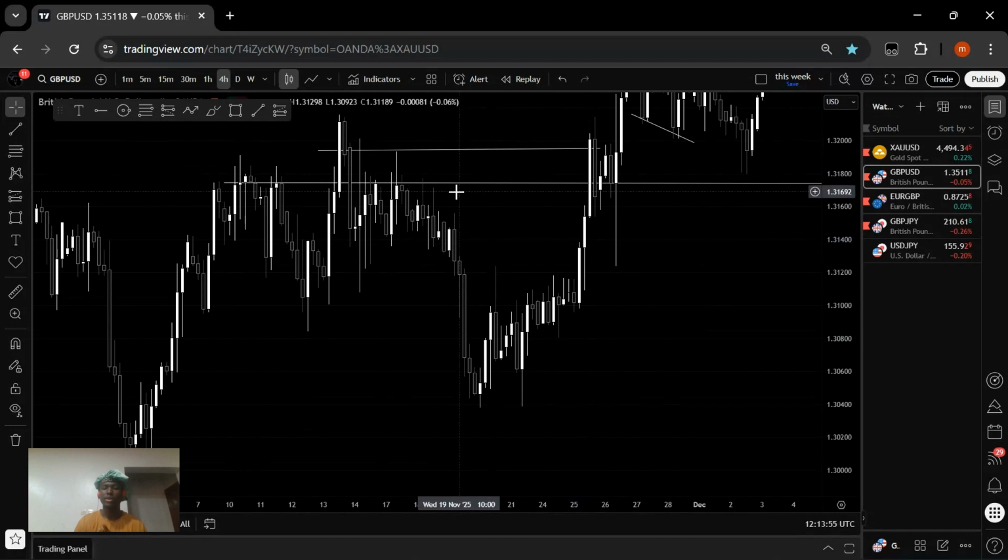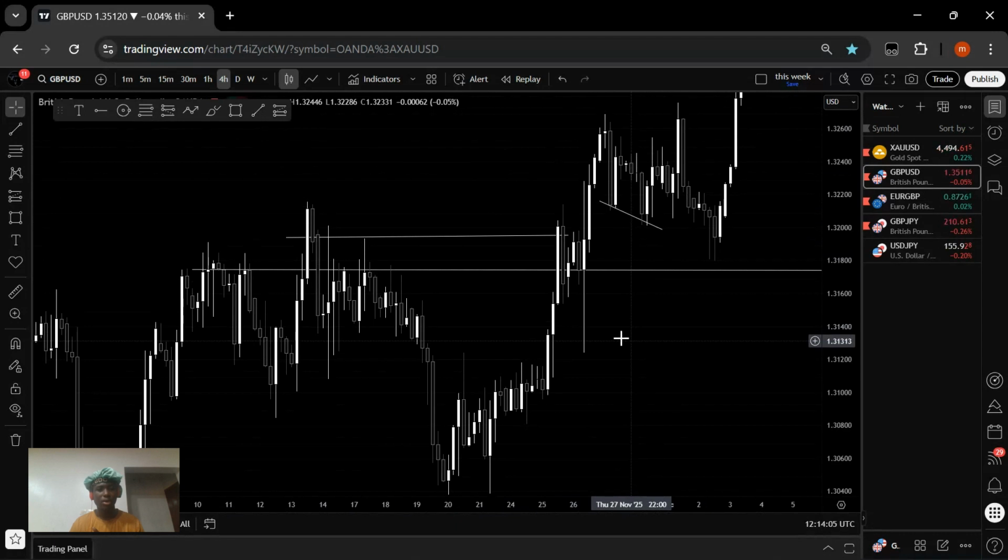Right. Price did what? Price tapped it here. There was a break. This high got broken. I think this high too got broken. Okay, it didn't really. Okay, yes, that's exactly what happened. Price broke this high right here and tapped towards this level.